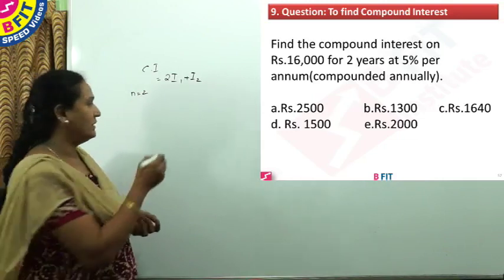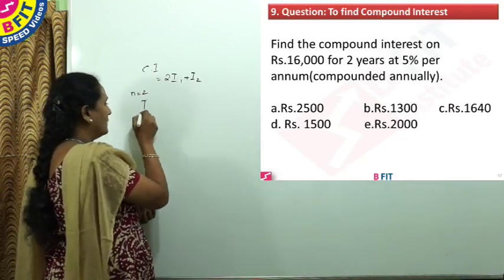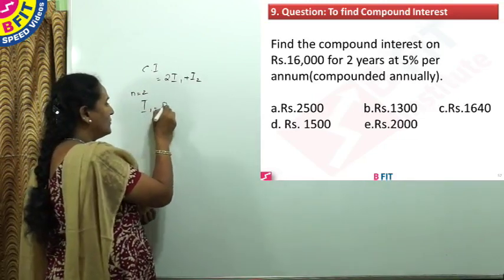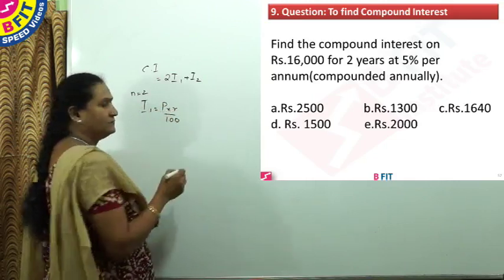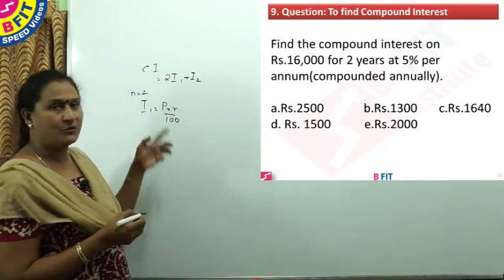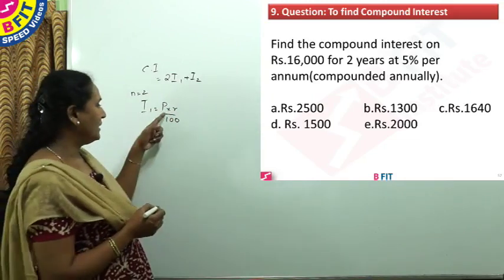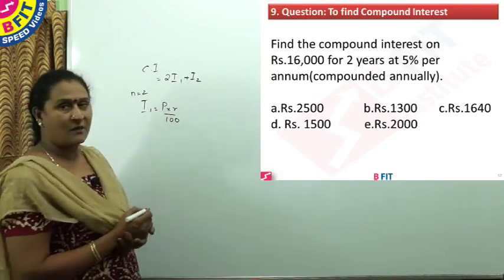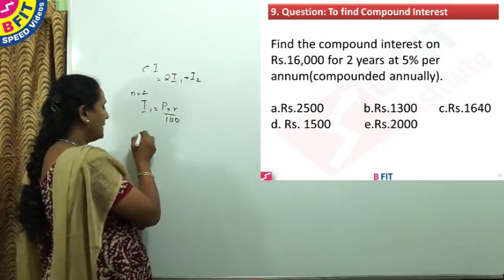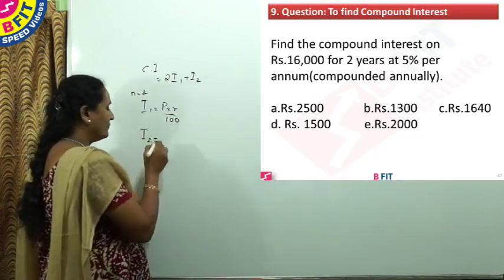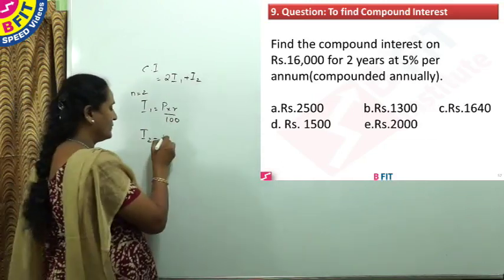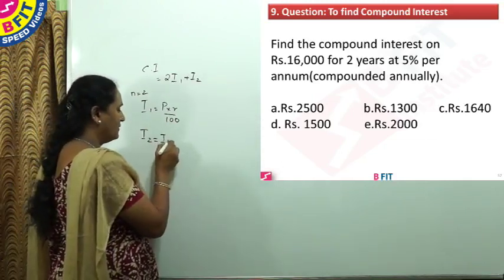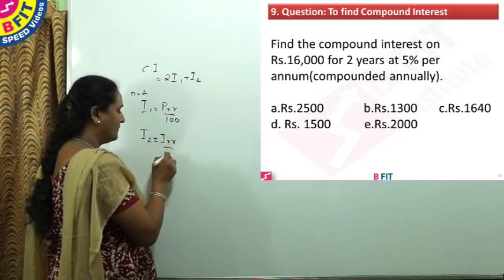And what is I1? So it is interest on the principal for the first year. The simple interest on the principal. So using P and R by 100, P, N is for 1 year, R by 100. And what is I2? So I2 is interest on this interest. So it is I1 into R by 100.